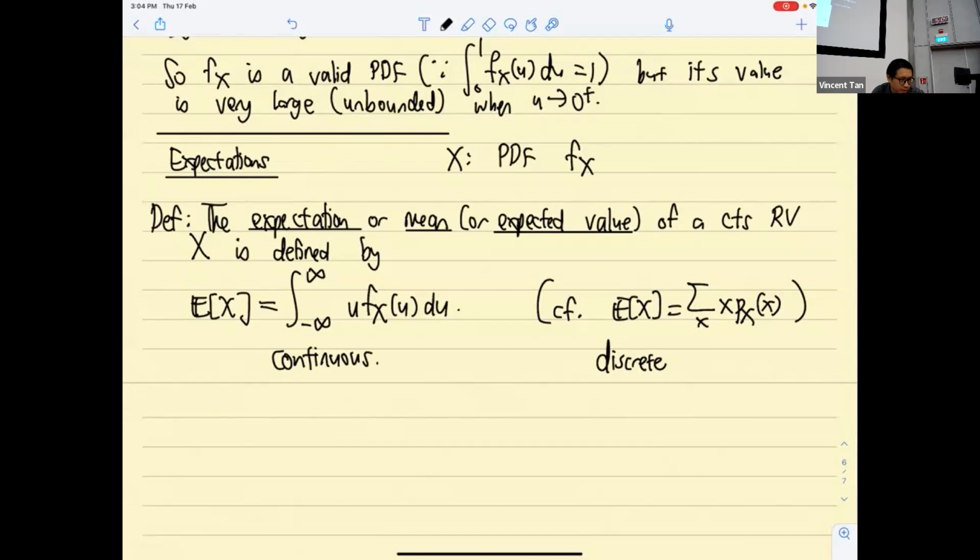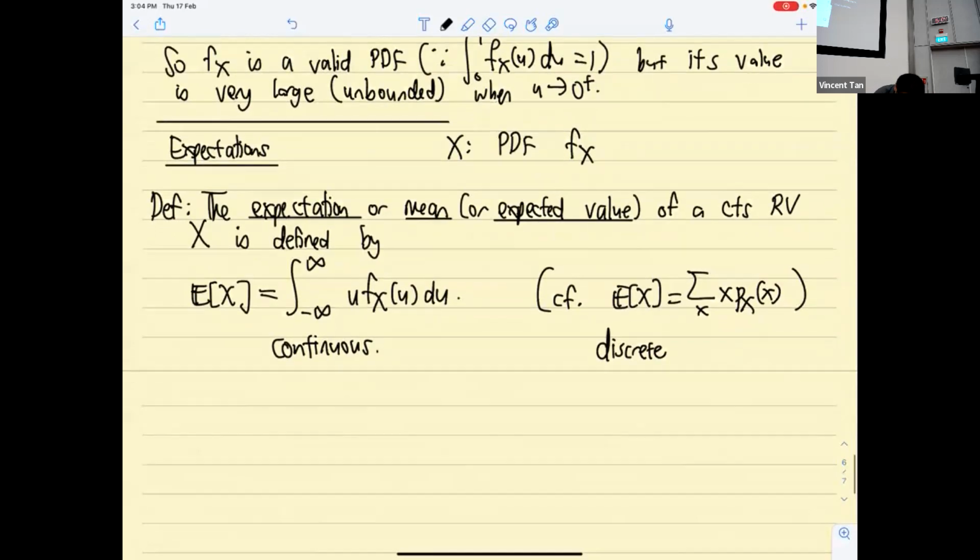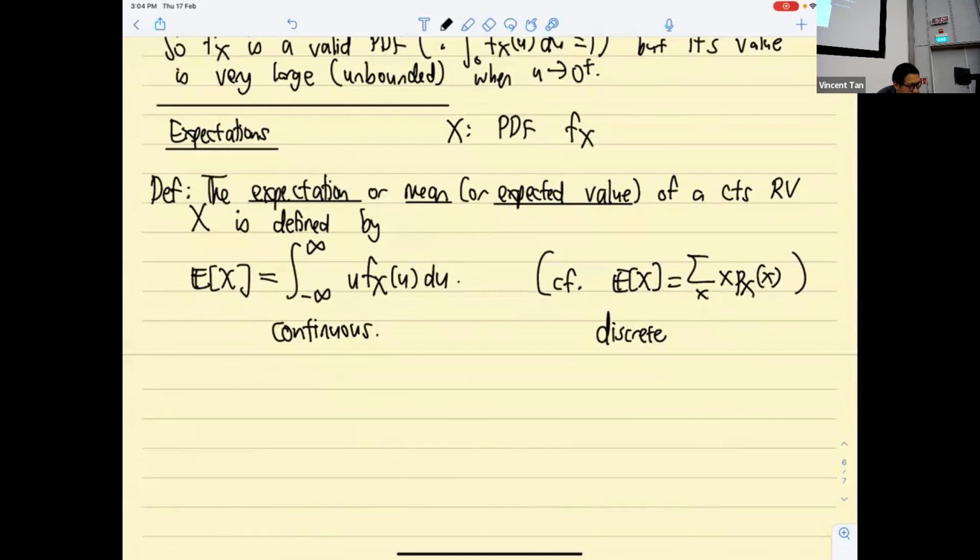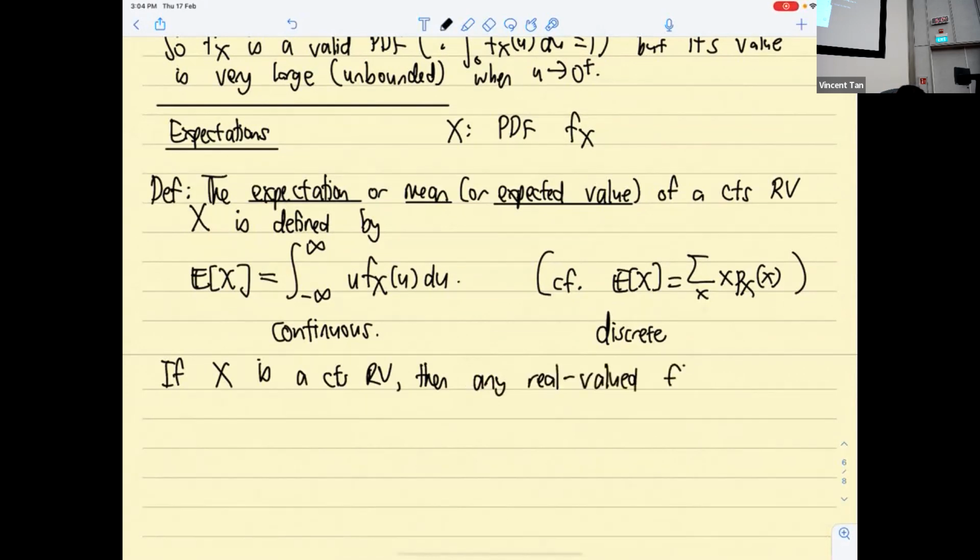Here are just a few comments. Then we will do some examples. I need to do some theory first before I do some examples. Now, if x is a continuous random variable, then any real valued function of it, a function of x, is also a random variable. Notice that I don't say that any real valued function of x is a continuous random variable, because it may not be a continuous random variable.